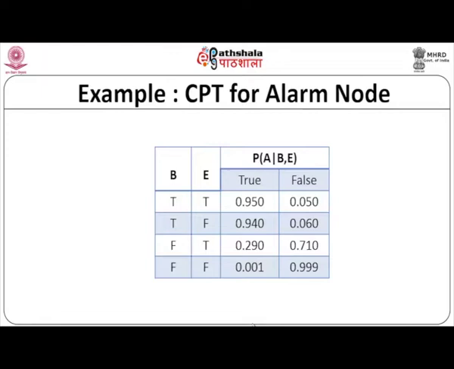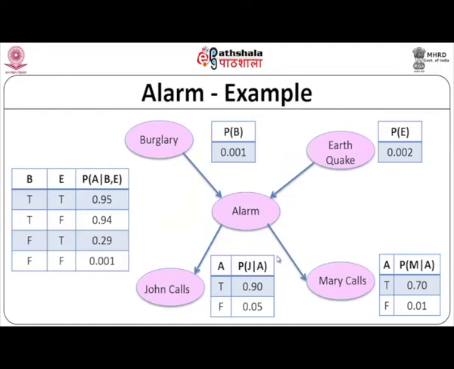Now, the probability of alarm given burglary and earthquake. If there is a burglary and an earthquake, the probability of the alarm ringing is 0.950, and false is 1 minus that. If the burglary is true and the earthquake is false, the probability is 0.94, and then 0.29 for burglary false and earthquake true. For false and false, the probability of the alarm going is very small, not going is 0.999. If you see the rows, each row will add up to 1. So, this is what is given.